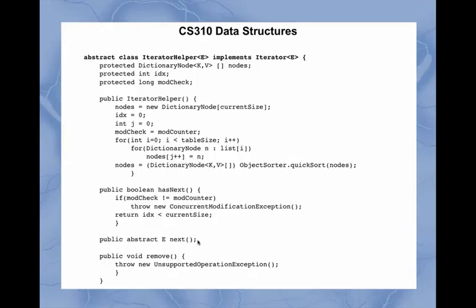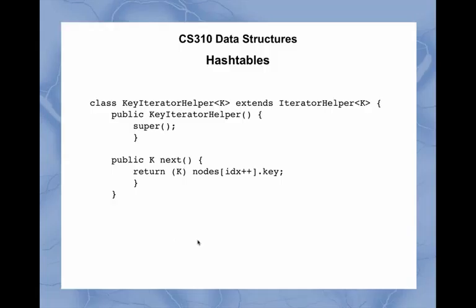So here we have the key iterator helper. It extends this iterator helper. It calls super, which means it calls the constructor in the parent class, the iterator helper. Then you have only one method to implement, next, with just one line of code in it, which makes for a very, very easy class. And then you avoid the problems of repeating the code.